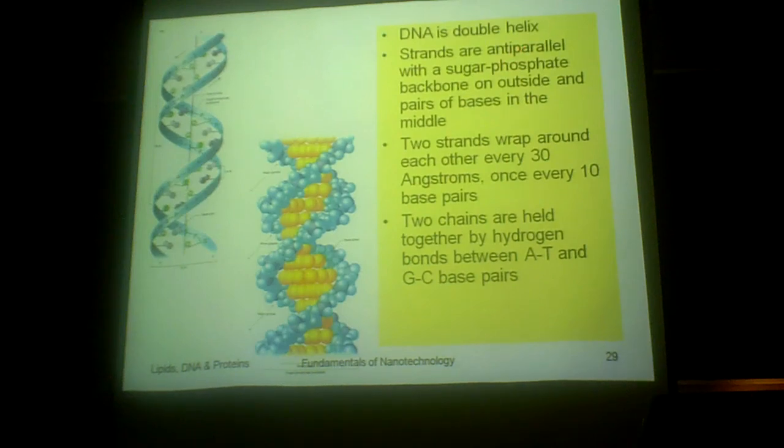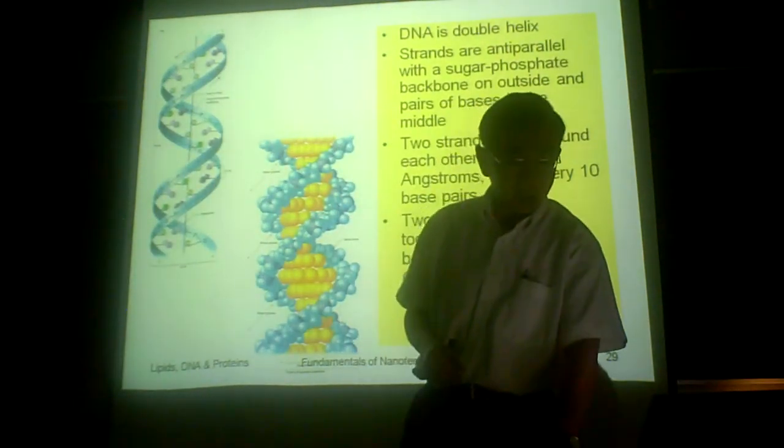So they form this base pair induced by hydrogen bond of the four bases. Okay, and these two strands wrap around each other every 30 angstrom, or 3 nanometers. It goes through one round, or once every 10 base pairs. And the two chains are held together by hydrogen bond, A to T and C to G. So this is just a four-letter alphabet, and then implicit in this, depending on how they arrange, are the codes that impart whether you are brown eye, blue eye, whether you are male or female. Right? So they are very, very important information that's being stored in them.